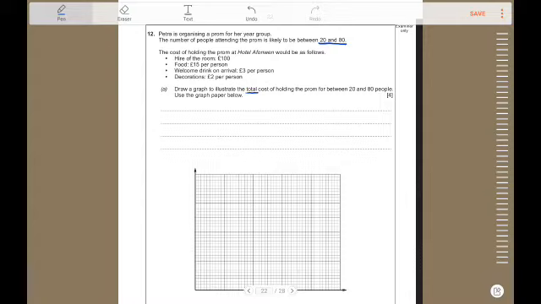So I'm going to have total cost for between 20 and 80 people. Use the graph paper below. Okay, well, we can see on the graph paper they haven't put any information on there for us. We have to generate everything. We have to generate the labels, the numbers, the title, everything.